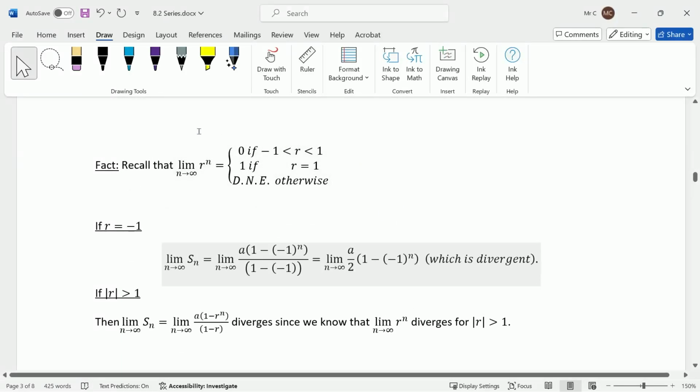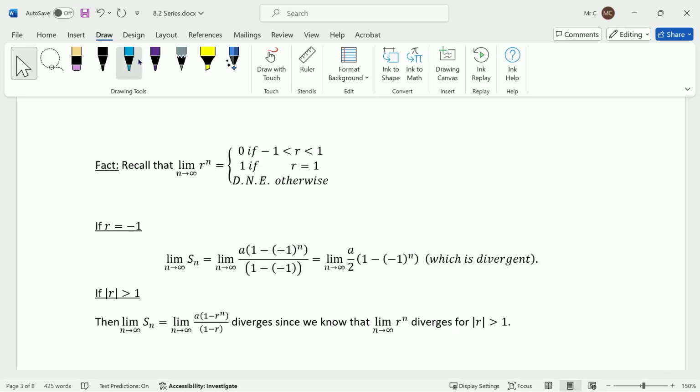Now recall from our section on sequences that the limit as n goes to infinity of r to the n is 0 if r is between -1 and 1. It's 1 if r equals 1, and it does not exist otherwise. So if I take r equal to -1, and I take the limit as n goes to infinity of the partial sum formula, so I just plug r equals -1 in there, this is divergent because this term diverges. Right? And the rest of the terms are constant, so this whole thing diverges.